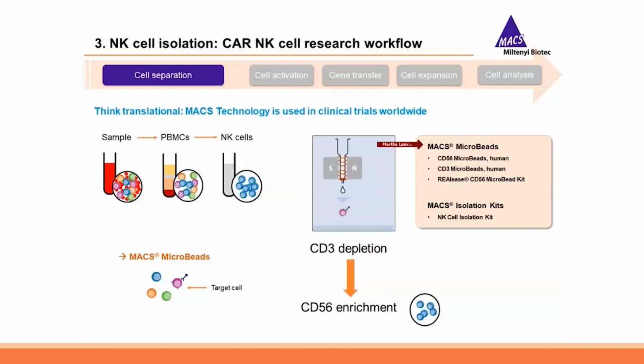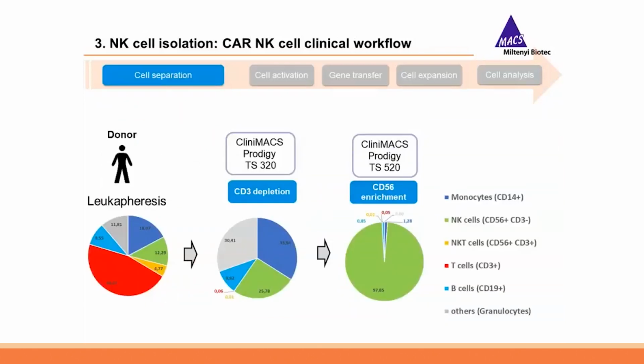And this is how it looks when we use our Prodigy system. I mentioned to you that we're using two different tubing sets. So we start with the CD3 depletion, an autologous leukapheresis product gets CD3 depleted, T cells are removed, and the NK cells and monocytes and other cells remain. After that, we perform a CD56 enrichment, leaving us with a very pure fraction of NK cells. And this is already in our tubing set, and is our starting material to generate our CAR-NK cells.